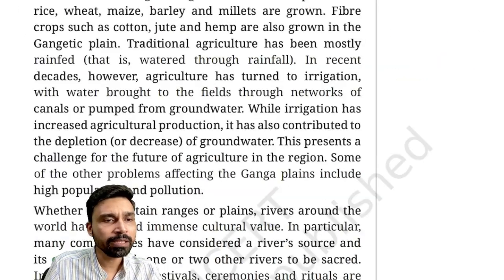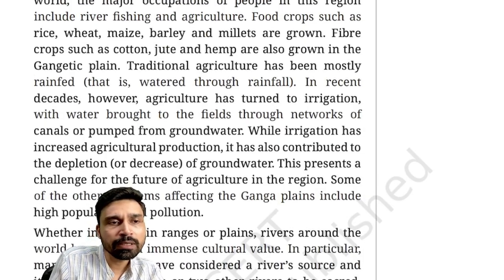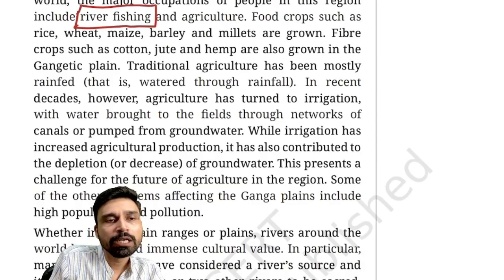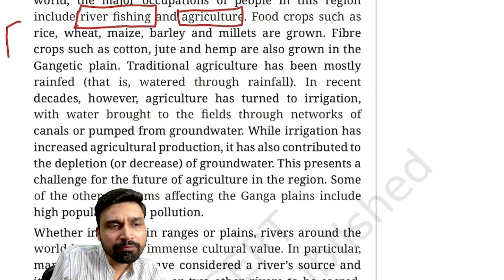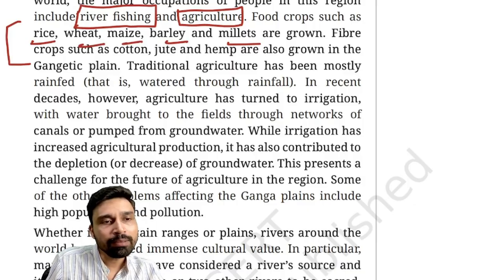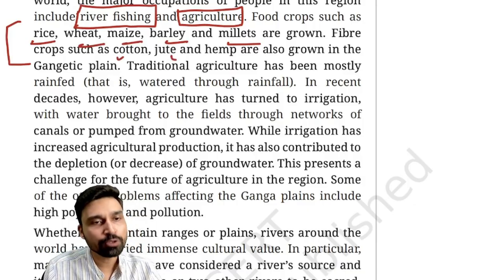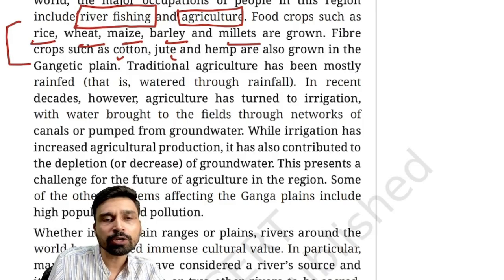And as with many other plains of the world, the major occupations of people in this region are, obviously, because the river is providing fresh water, you can carry out fishing, and it provides fertile soil, so you can carry out agriculture. In the Gangetic plain, a variety of crops are grown. These crops are rice, wheat, maize, barley, and millets. Fiber crops such as cotton, jute, and hemp are also grown. Traditional agriculture has been mostly rain-fed, that is, watered through rainfall.